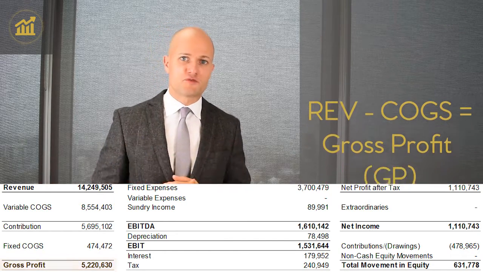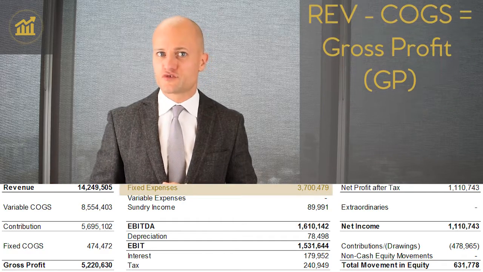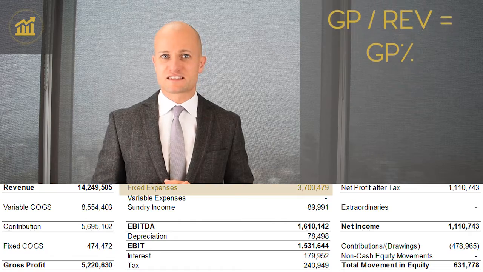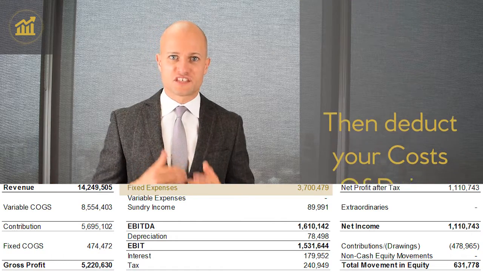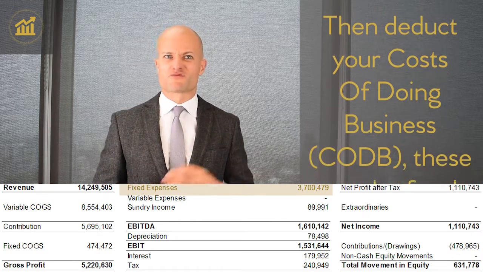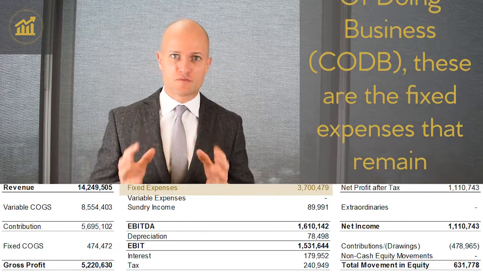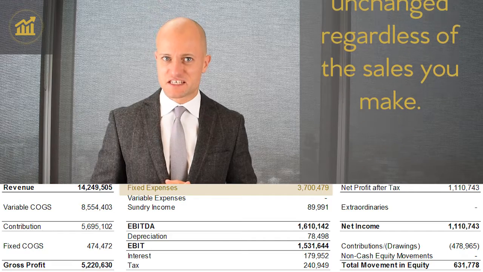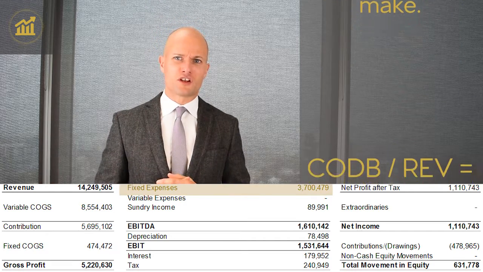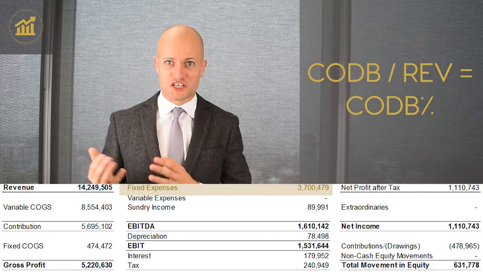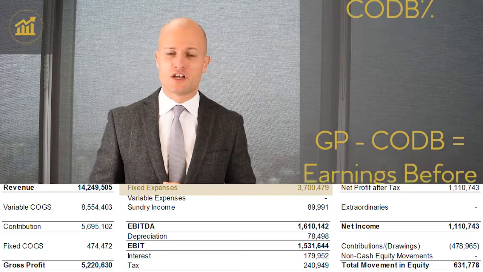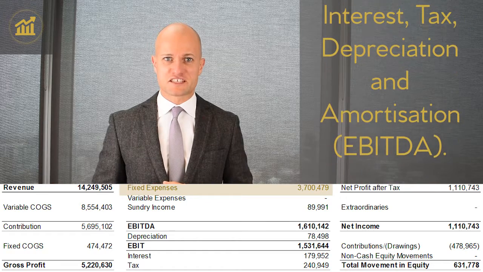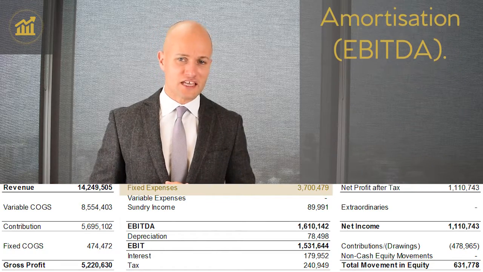Now, what do you take away from your GP? Well, you take away your cost of doing business. These are your fixed expenses. These are things that don't change with the level of sales that you're undertaking. Things like rent. If you divide your cost of doing business by your revenue, that gives you your cost of doing business percentage. Important to track that so that you're not allowing that to grow faster than you're growing your revenue.